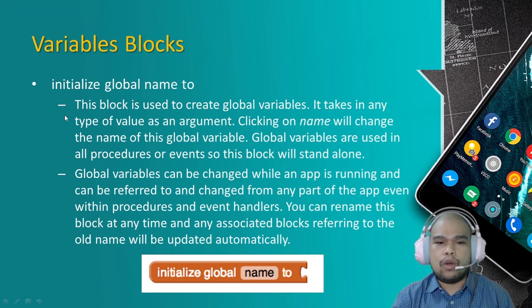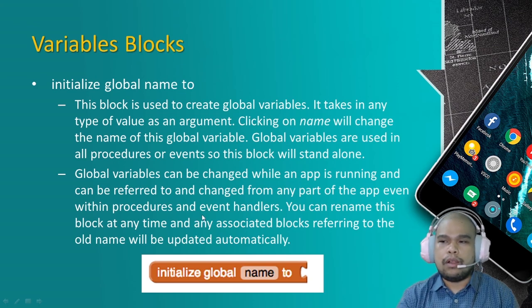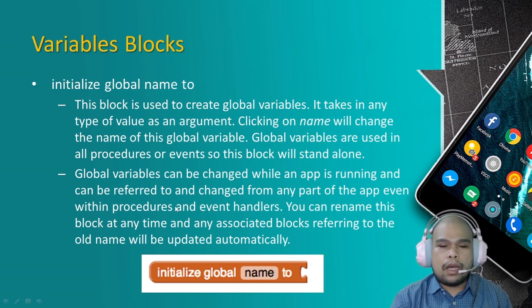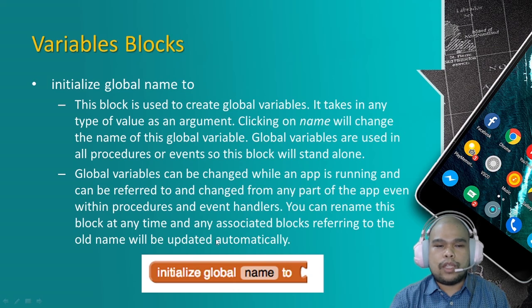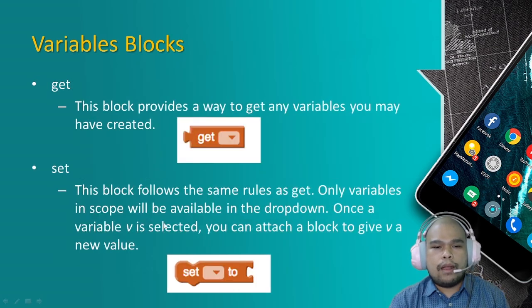Kaya siya tinatawag na global, no? All the procedures and all the event handlers maybe are able to access kung ano man yung value nitong variable na to. Next, so get. This block provides a way to get variables you may have created. Okay? Then set. This block follows the same rules as get. Only variables in the scope will be available in the dropdown. So once a variable V is selected, you can attach a block to give V a new value.